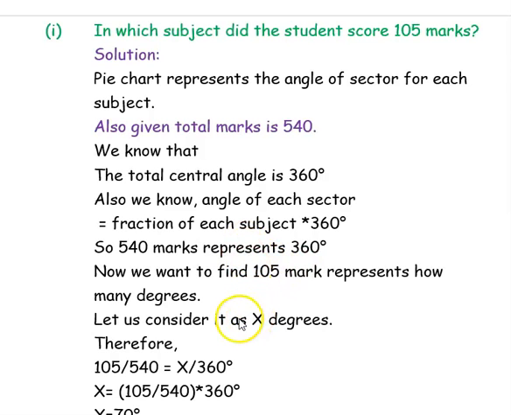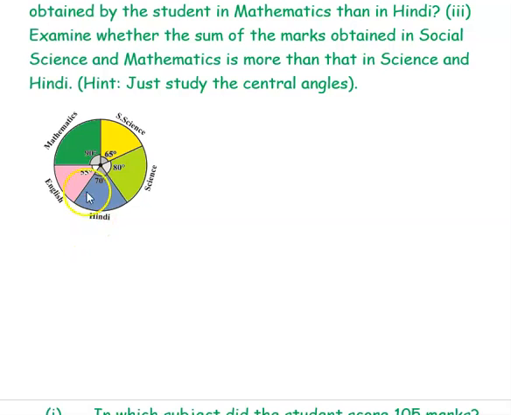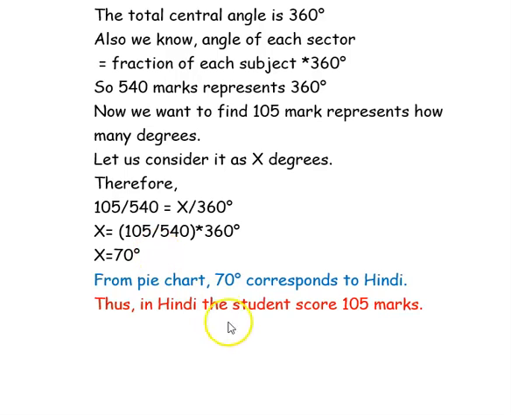Now with these two things we will form a proportional ratio. That's 105 marks corresponds to x degrees. So 105 divided by 540 equal to x divided by 360. So now if you rearrange, we will get x equal to 105 divided by 540 into 360 degree. So if you solve this, you will get x equal to 70 degree. So from the pie chart, we can conclude that 70 degree corresponds to the subject Hindi. Thus we can conclude that in Hindi the student scored 105 marks.